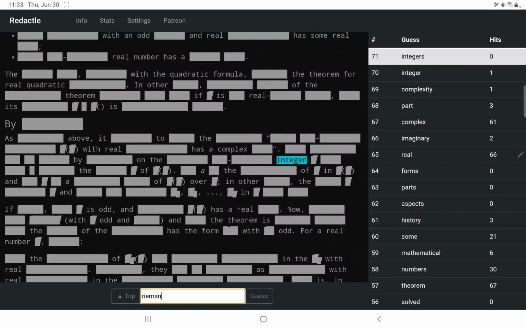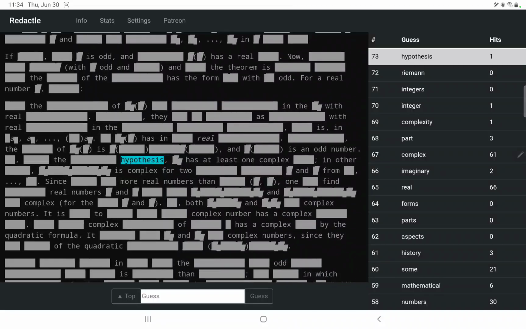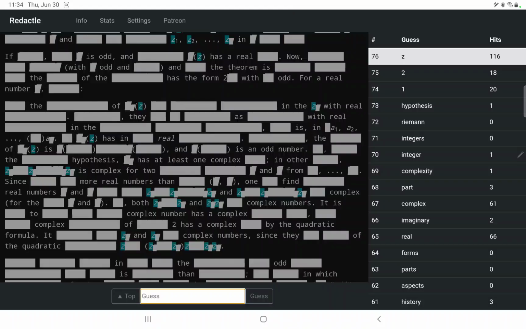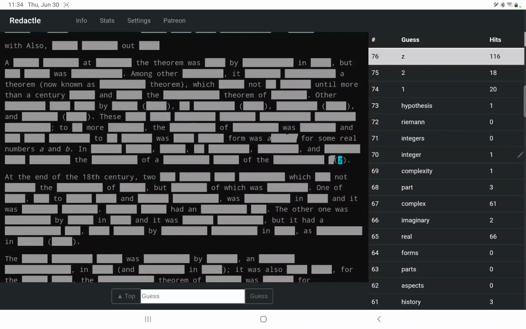Riemann comes to mind, but is he physics or mathematics? How about hypothesis? One hypothesis. The something hypothesis. Let's look for the number 1 and the number 2, and then Z for the final one of the range. Oh, a lot of Zs.